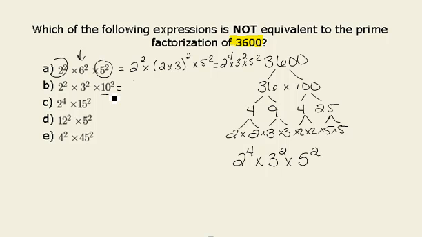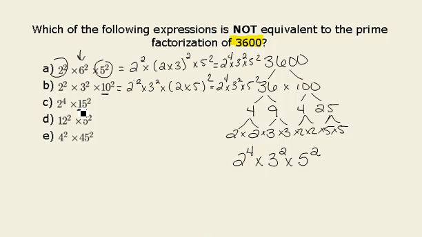We will do the same thing for part B, noticing that we can break 10 squared into 2 times 5 squared. Therefore, we have 2 squared times 3 squared times 2 times 5 all squared. Simplifying this down, we will see that 2 times 5 all squared is the same as 2 squared times 5 squared, giving us 2 squared times 2 squared, or 2 to the 4th, times 3 squared times 5 squared.